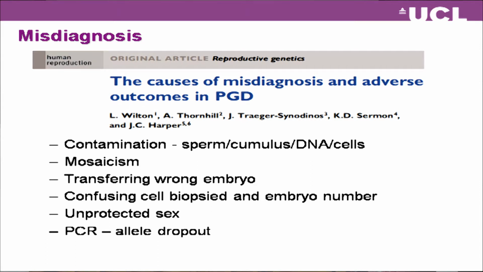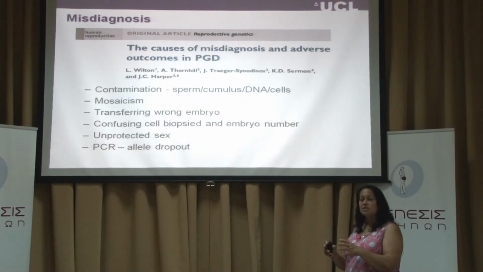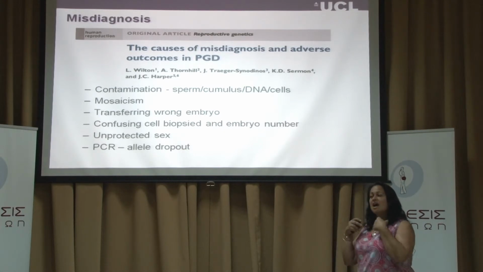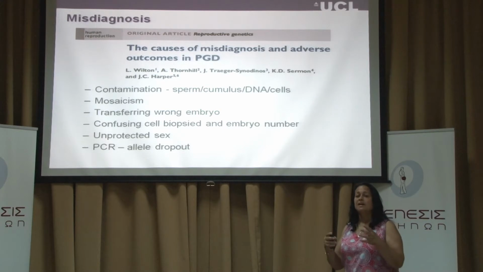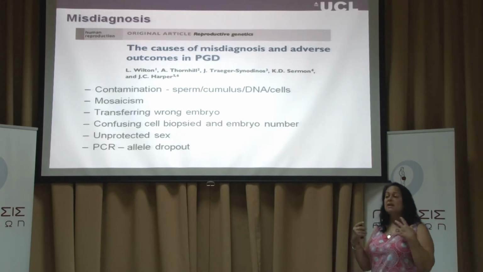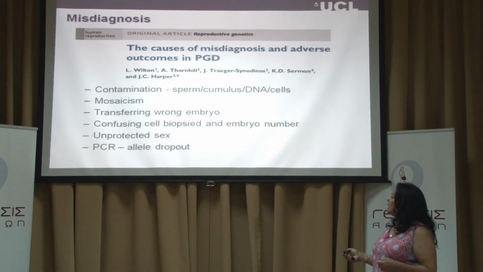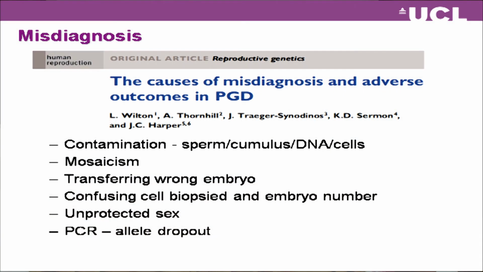Hopefully that never happens, but in a normal IVF that's not so critical, as long as it's from the same patient. But in PGD, if embryo 2 is the normal one and the embryologist accidentally transfers embryo 1, that would be a real disaster. Confusing the cells that are biopsied with the embryo number is also something that could happen.